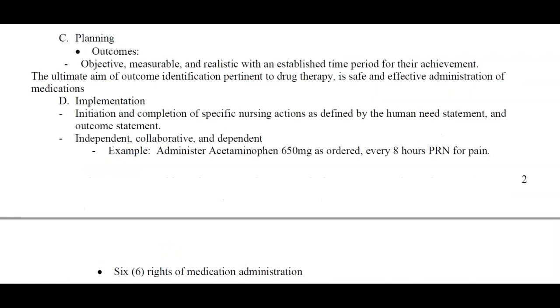The next step is planning. So this is the step wherein the nurse identifies patient-oriented outcome with specific time frames. So outcomes, what are those? So those are objective, measurable, and realistic with an established time period for their achievement. So this is basically your goal, right, for your patient. The ultimate aim of outcome identification pertinent to drug therapy, or medication administration, is safe and effective administration of medications.